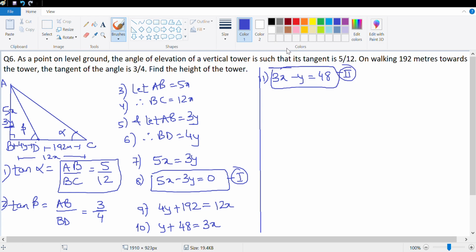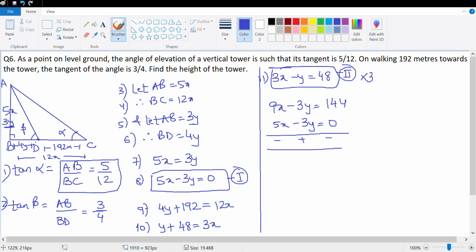solve them simultaneously. So I have 5x minus 3y and 3x minus y. So let's multiply the second equation with 3. If I multiply this, I'll get the coefficient of y equal. So this would become 9x minus 3y is equal to 120 and 24. That's 144. And I have 5x minus 3y is equal to 0. Let's subtract. Sign changes. This becomes 0. This is 144. 9 minus 5 is 4. The 4x is equal to 144.